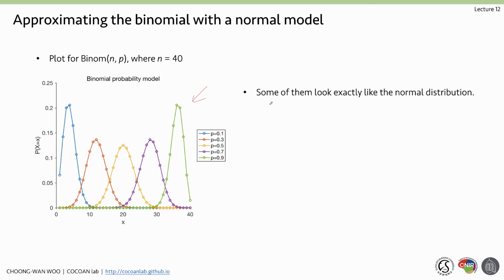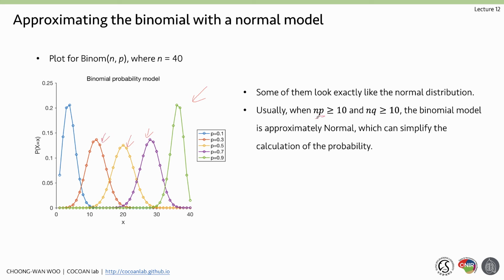If you see this plot of the binomial probability density function, some of them look exactly like the normal distribution, like this and these, right? It's perfectly bell-shaped. Usually, when n times p is larger than 10, or n times q is larger than 10, the binomial model is approximately normal, so that we can simplify the calculation of the probability. When we didn't have computers, this type of approximation was very useful. But now, given that we have computers with very high computational capacity, we might not need this, but it can be approximated with the normal model.